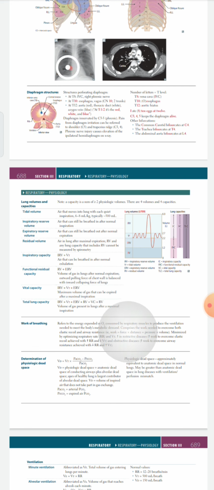So these are basically the high yield cramming portion of First Aid. And second thing, the diaphragm is innervated by the phrenic nerve from C3 to C5. Any irritation of the diaphragm is why we can feel pain at the shoulder and the trapezius ridge. Phrenic nerve injury causes elevation of the ipsilateral diaphragm on x-ray.